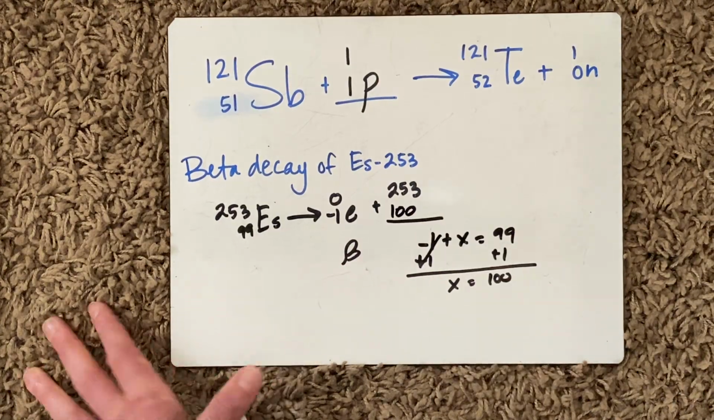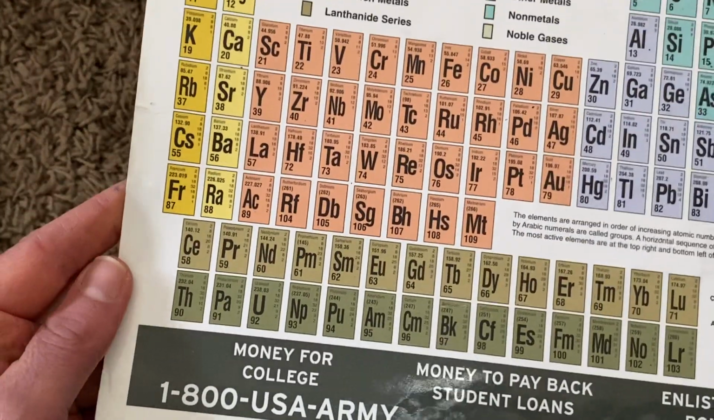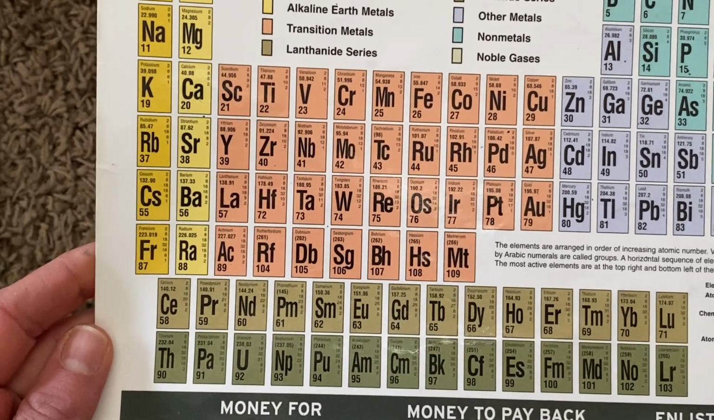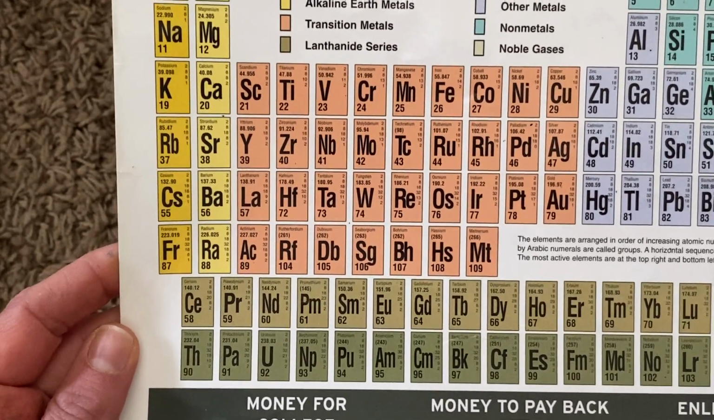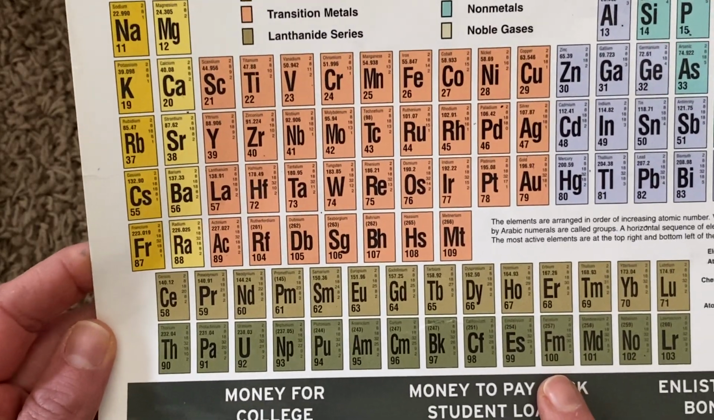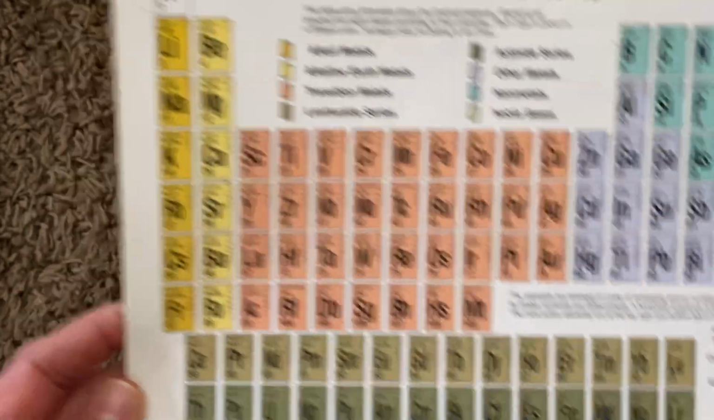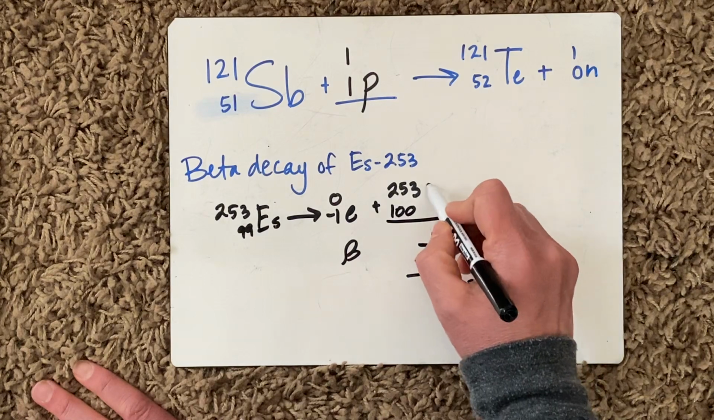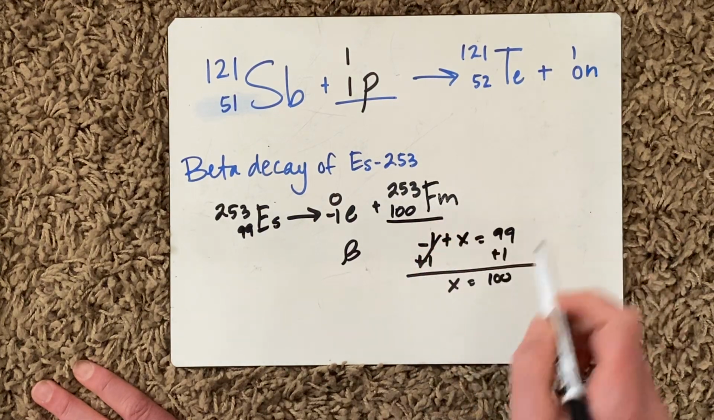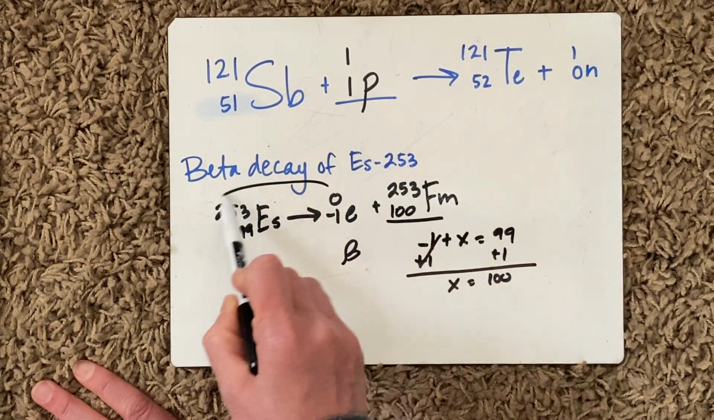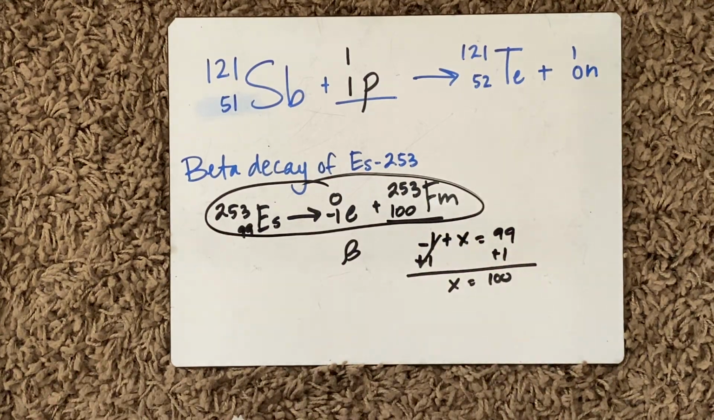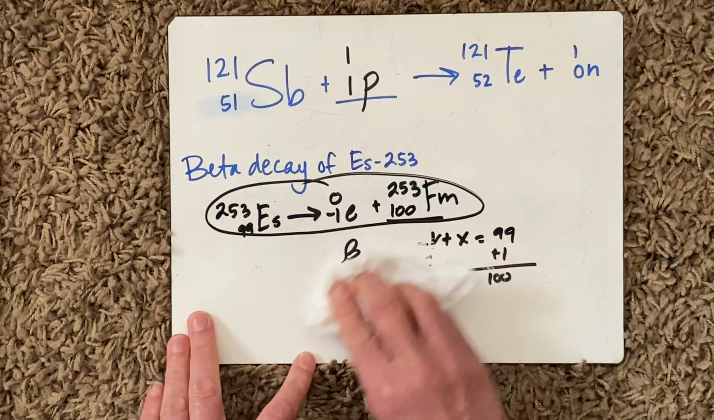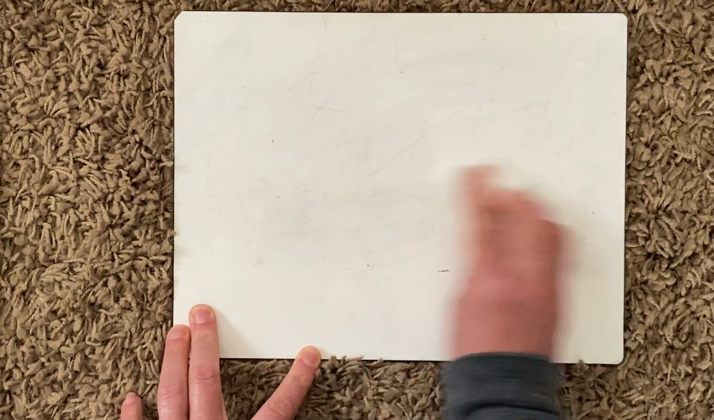So now go back to your periodic table. Which element has an atomic number of 100? And that is going to be your lovely fermium, Fm, right there. So now we're just going to write down Fm. And this would be your final answer. Okay, let's try another one.